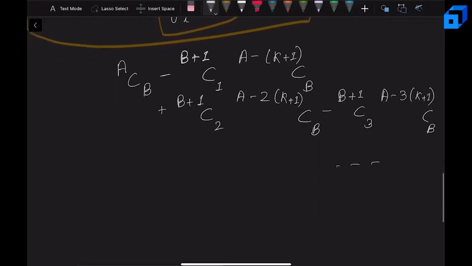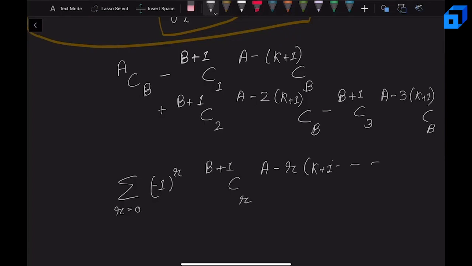So we can write this as minus 1 raised to R, where R goes from 0 to some value. We'll find the upper bound here. And this will be (B+1) C R into (A minus R into (K plus 1)) C B. So this will be our formula for finding the answer for a given K.